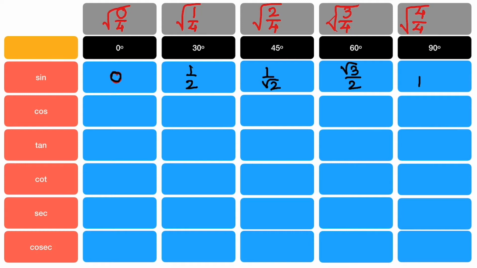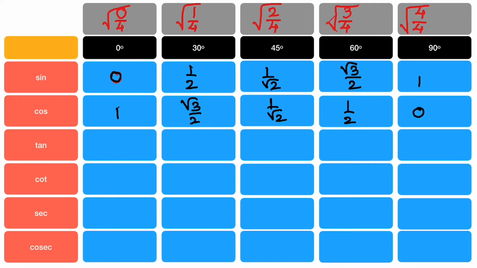We have found these values of the standard angles and these answers are to be written across the row for sine. Next, to find the values for the standard angles for cos, we write these answers of sine in the reverse order. That is, we shall first write 1, then root 3 upon 2, followed by 1 upon root 2, 1 upon 2 and 0. Hence, we have found the values for cos.